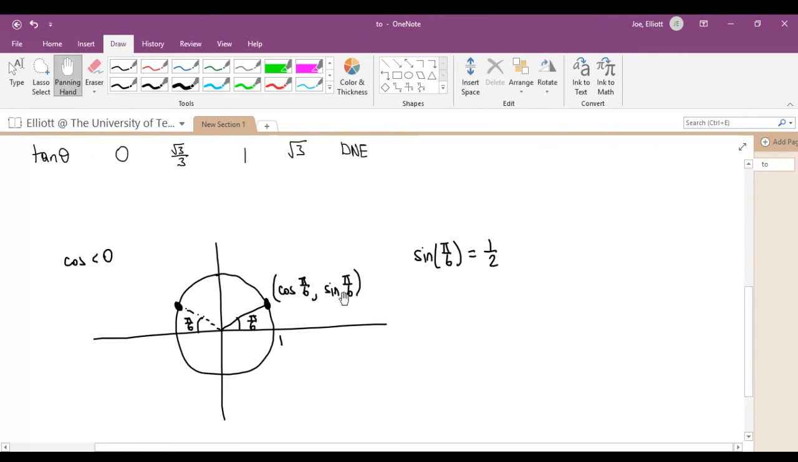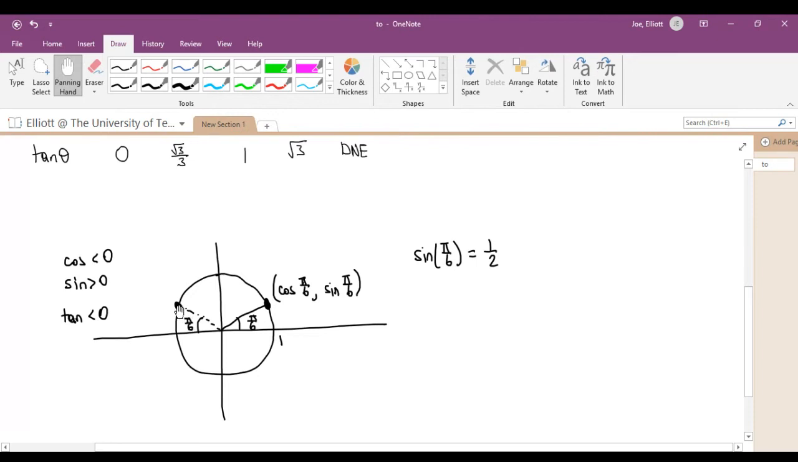On the other hand, sine is the y-coordinate, so in the second quadrant, the coordinates are still positive. So that's how you know that sine will be positive in the second quadrant. And by virtue of tangent being sine over cosine, you can then figure out tangent is negative in the second quadrant as well.